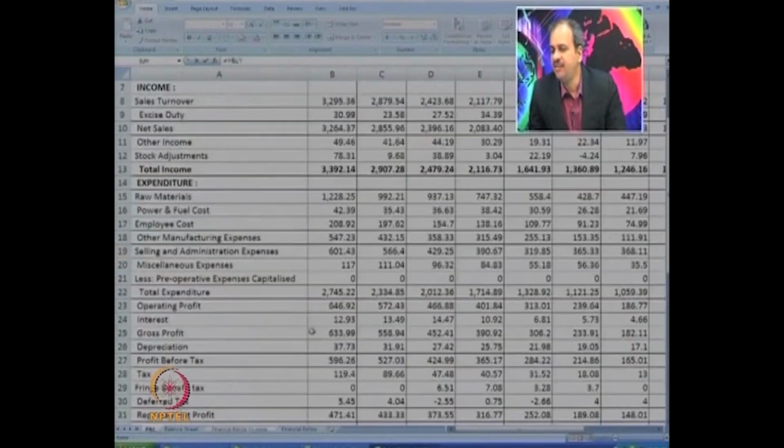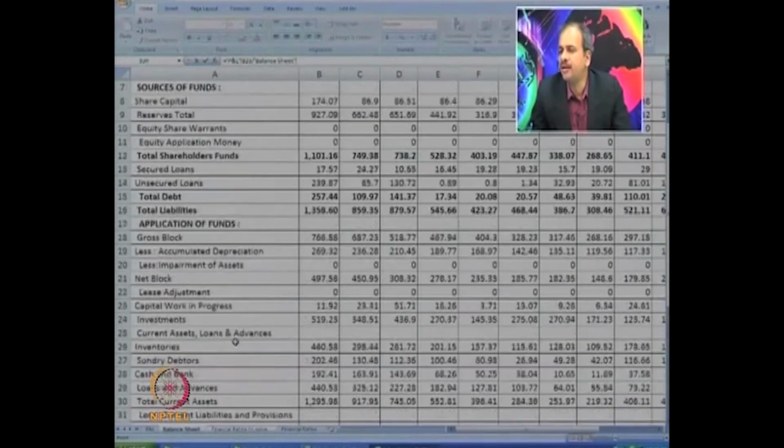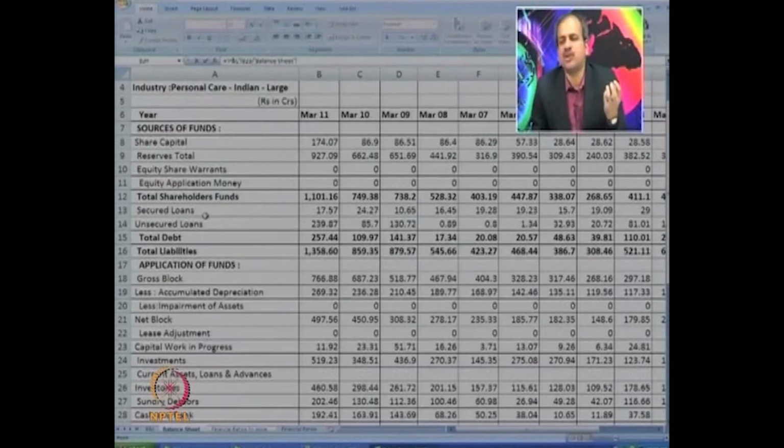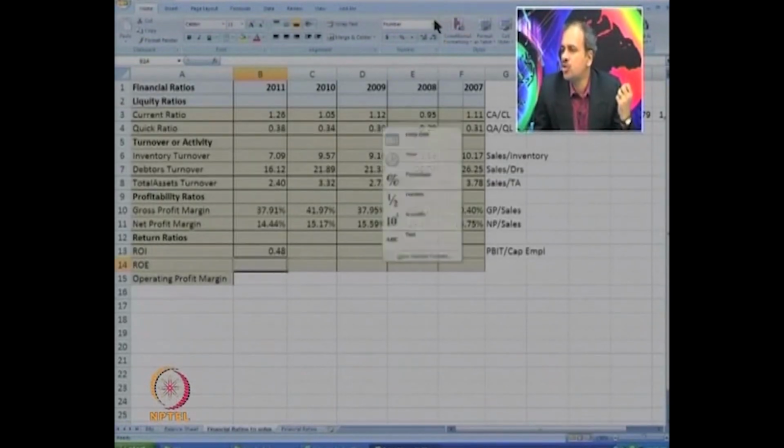So, PBIT we will get from the profit and loss account. Here you can see we have a figure of operating profit, which is profit before interest and taxes. So, we have taken that figure divided by the total capital employed. We have two forms of capital, shareholder fund plus total debt, that is the total money or the capital employed. This is also generally put as a percentage.